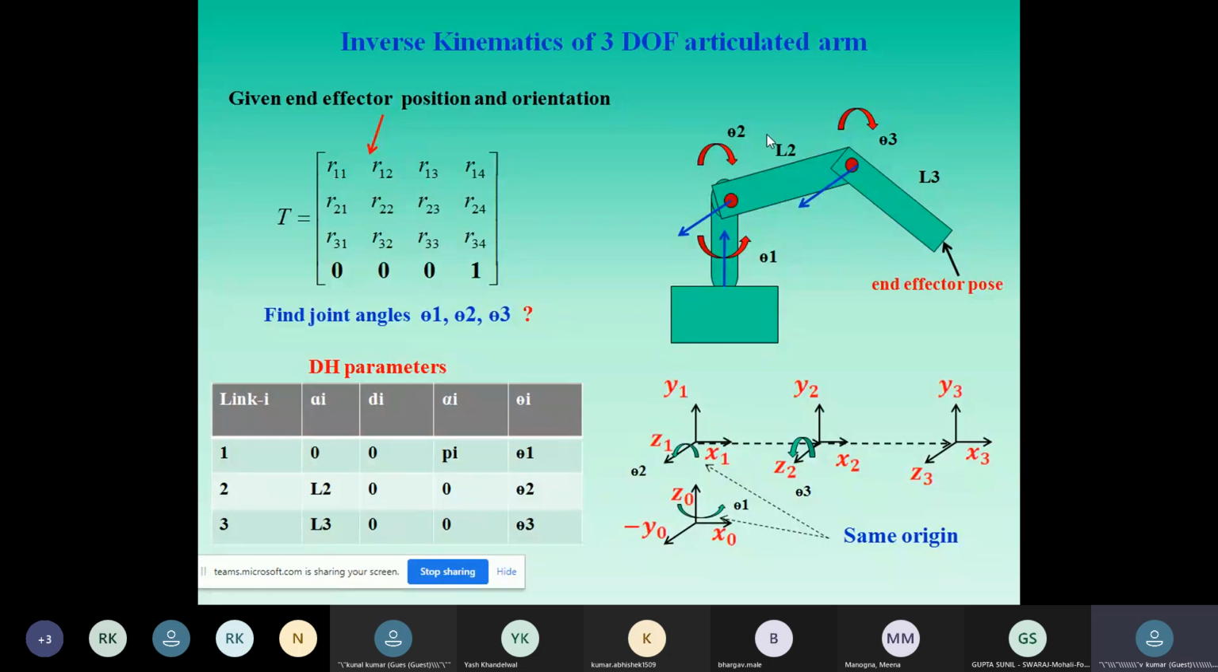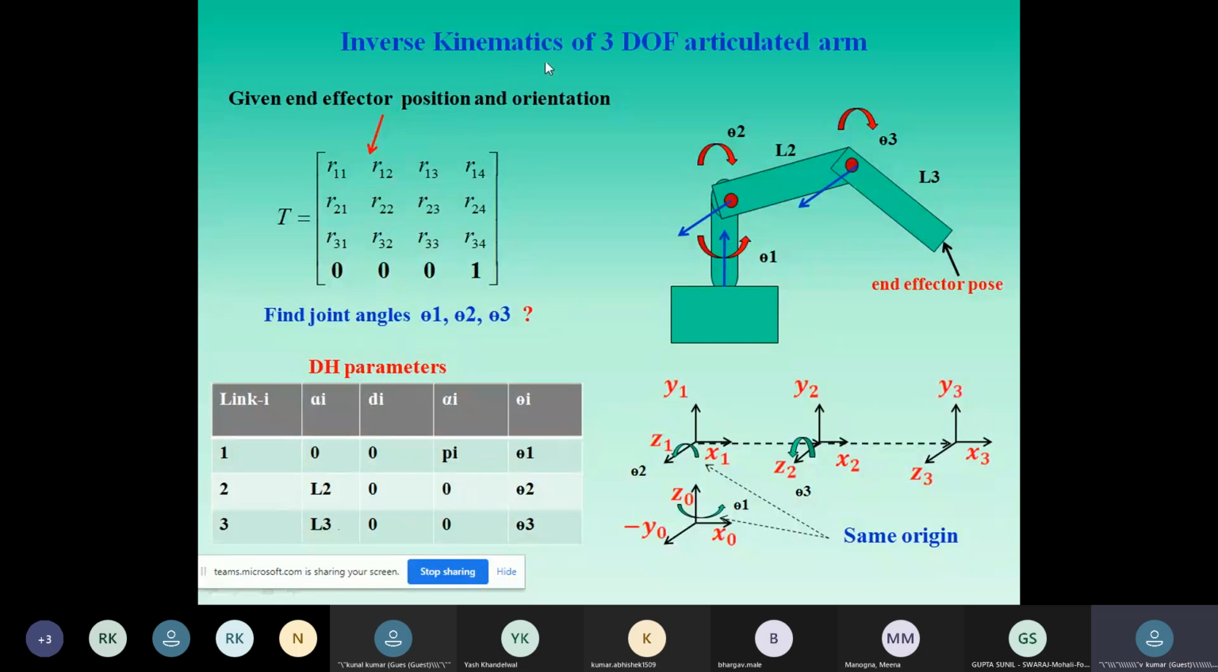Its lengths L1 and L2 are given. Here the base length we have taken as 0, so we have frames 0 and 1 taken at the same point. Then we establish the coordinate frames on each link, and then we find the DH parameters. This is the DH parameter table for this manipulator.